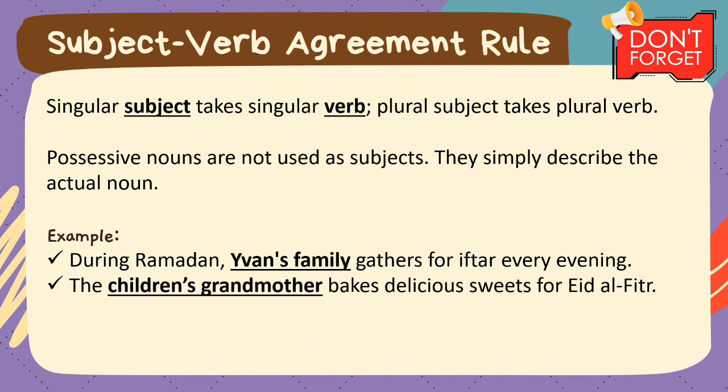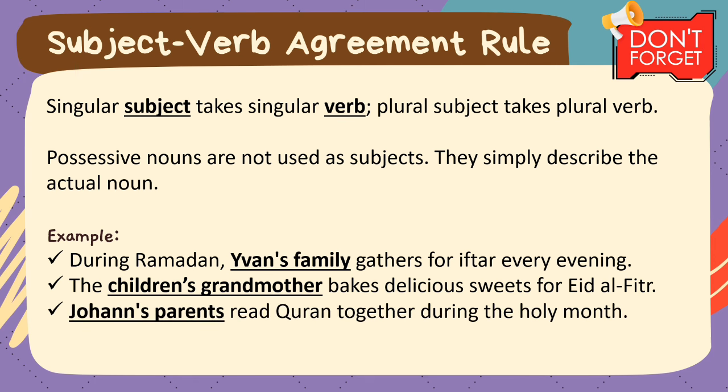We have sentence number 2. The children's grandmother bakes delicious sweets for Eid al-Fitr. Children's grandmother means the grandmother of the children. The noun in the possessive form, children's, describes the subject, grandmother. The singular verb bakes agrees with the singular subject, grandmother, and not with children's. Now let's have the last example. Johan's parents read Quran together during the holy month. The noun in the possessive form Johan's describes the subject, parents. The plural verb read agrees with the plural subject, parents, and not with Johan's.